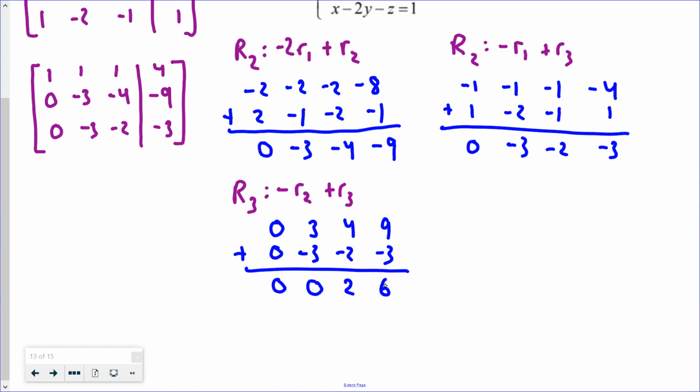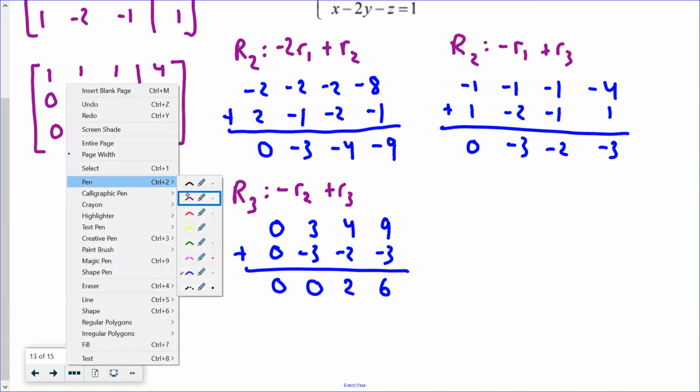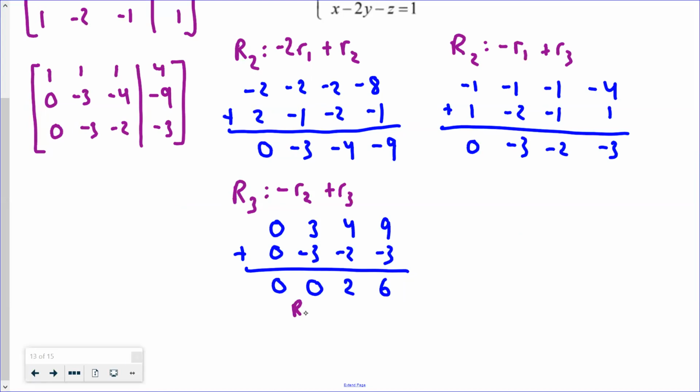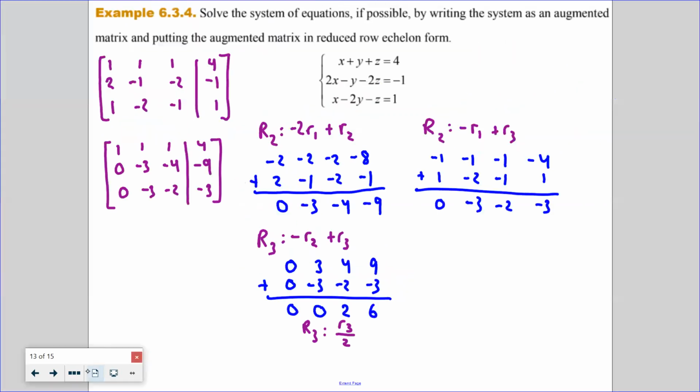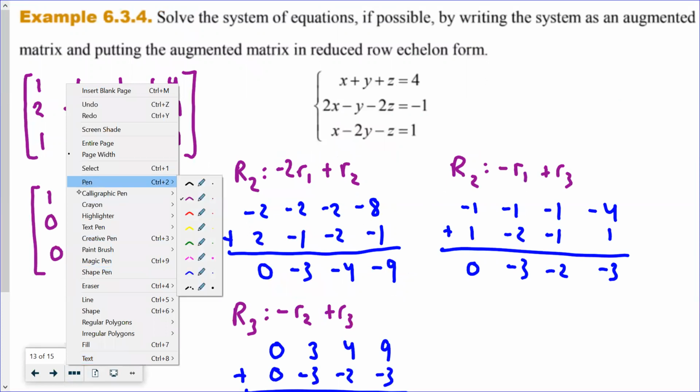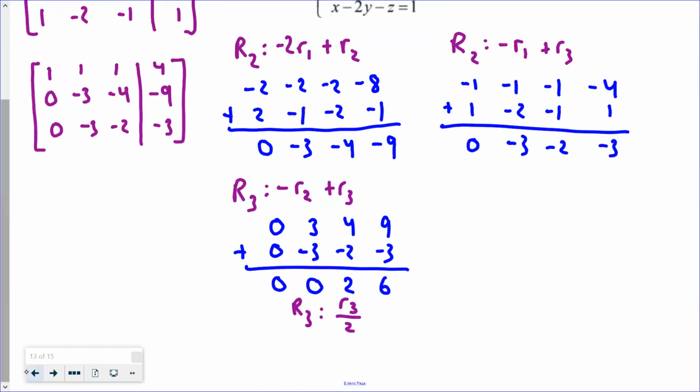Now, I'm trying to save how much we have to write here. For row 3, I'm going to want that to be a 1. So what if I just divide this whole row by 2, that will save me a step of rewriting the whole thing, okay? So I'm going to put just another side note here. Hey, while we're at it, let's just divide row 3 by 2 so that we can get it to be 0, 0, 1, 3. That will just help us in this process, okay?